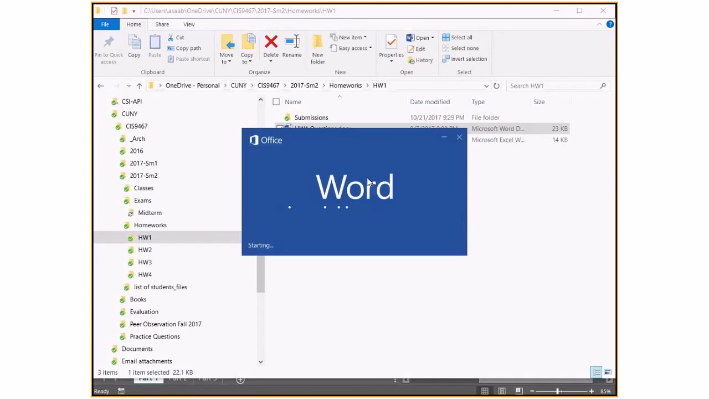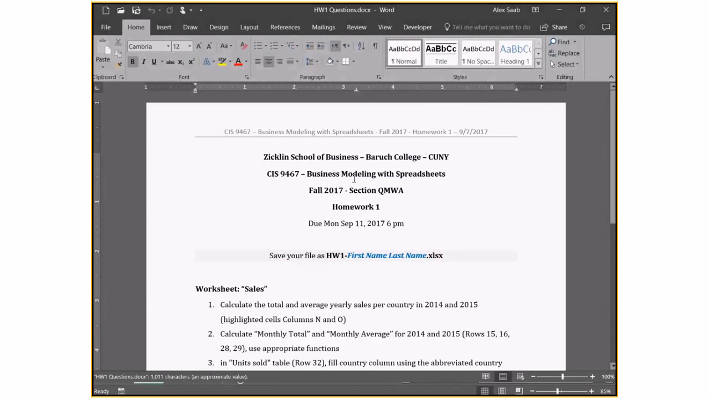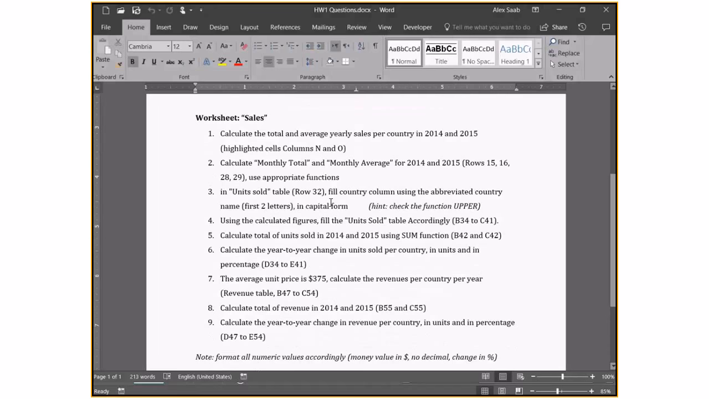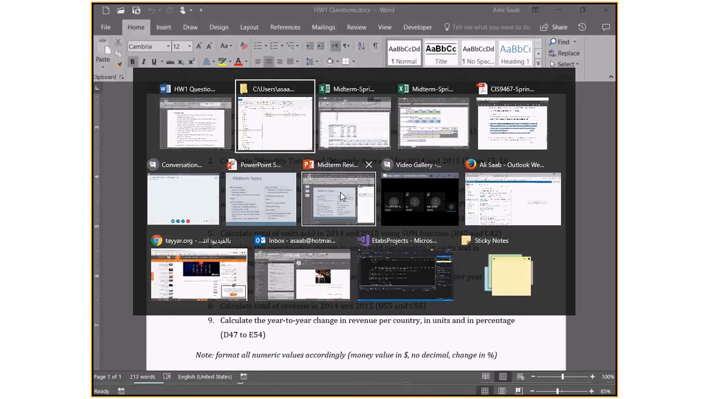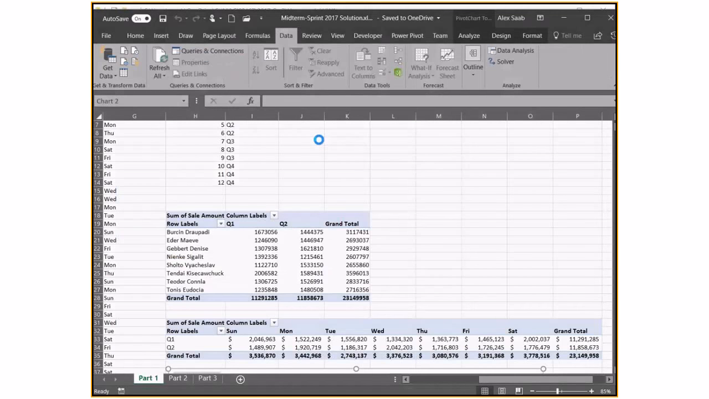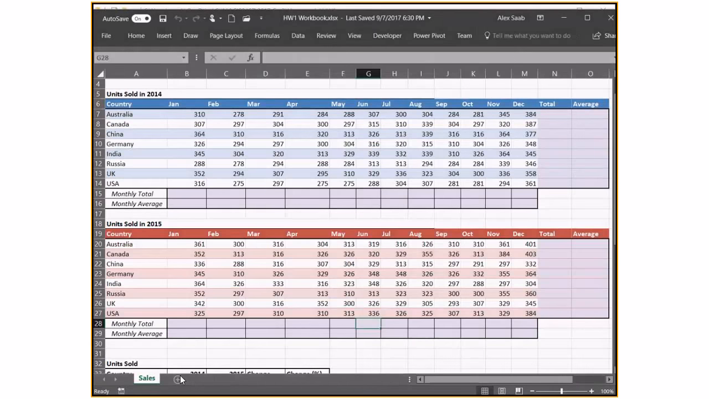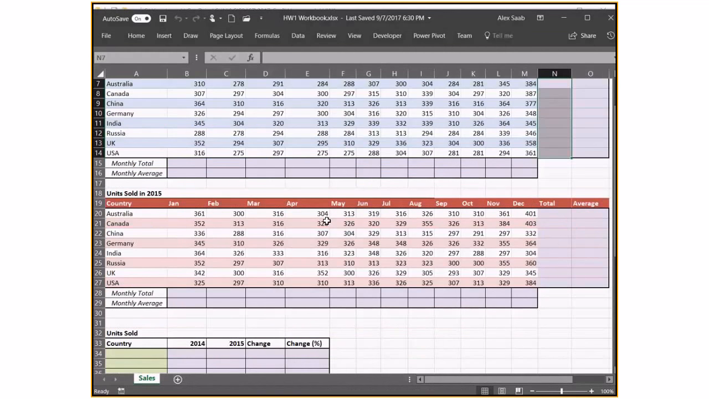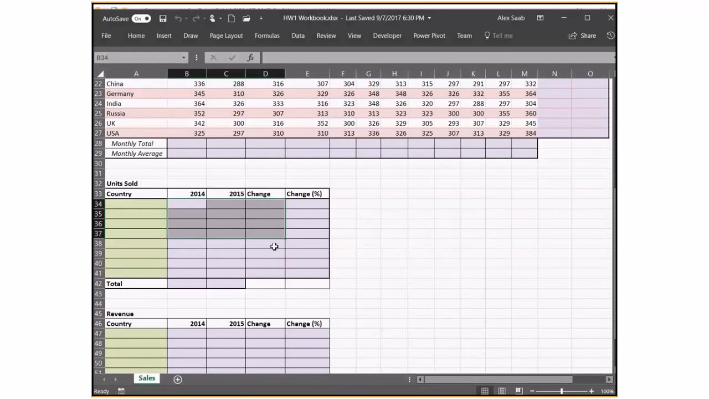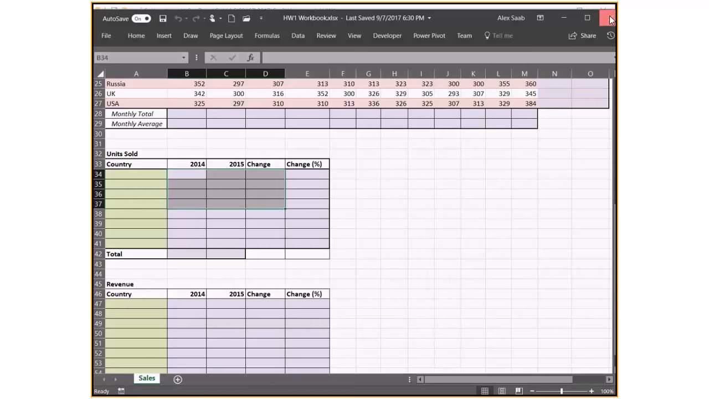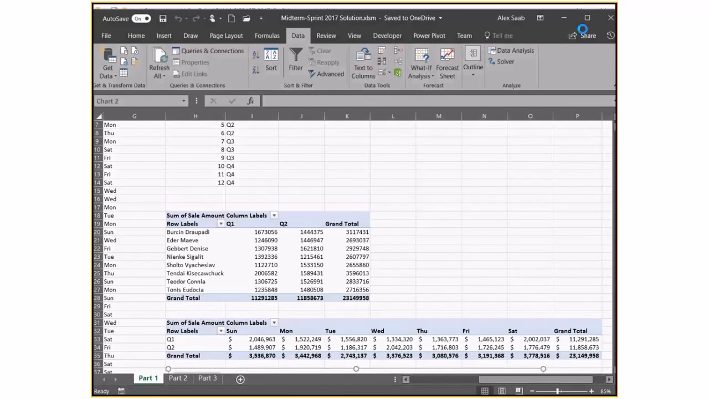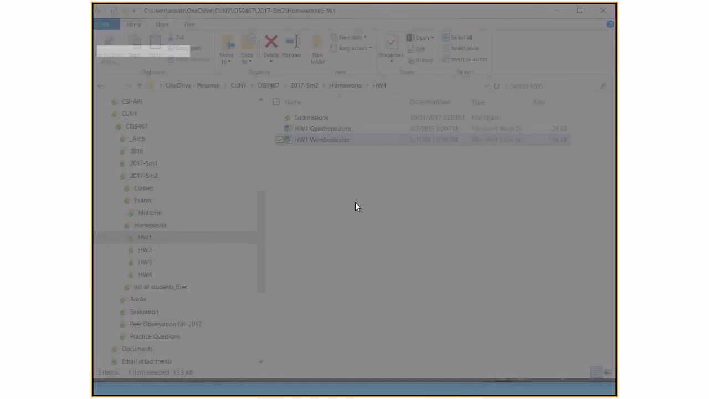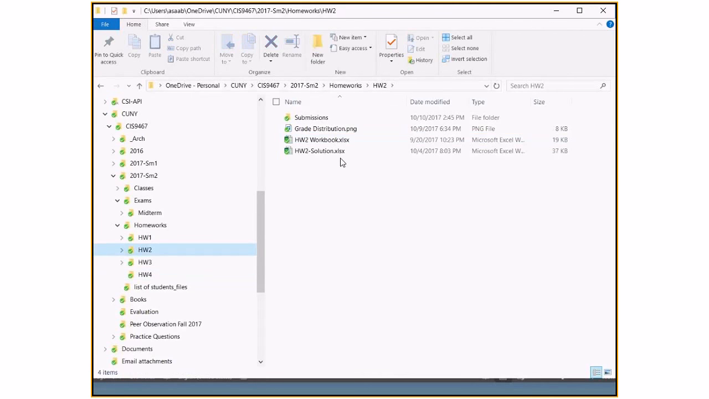It was simple. Well, it was a bit misleading, but total average sales per county. So just calculate the totals and averages, total and average per county or per month. Get the deltas, the changes. I'm not going to waste time on this. Let me close this workbook. Okay. Homework 2.